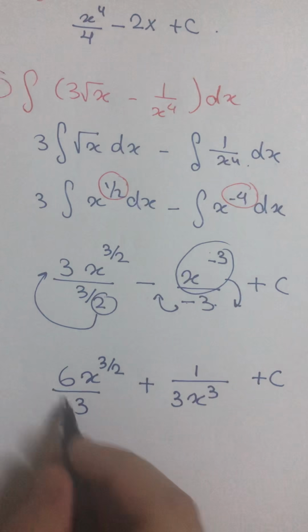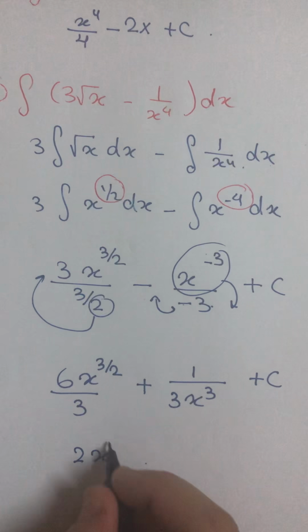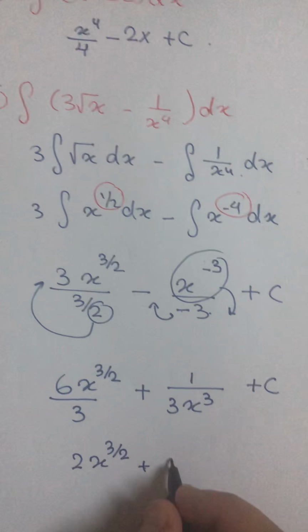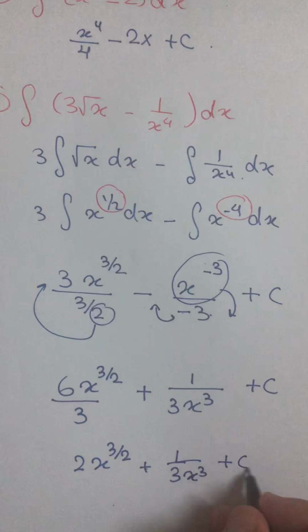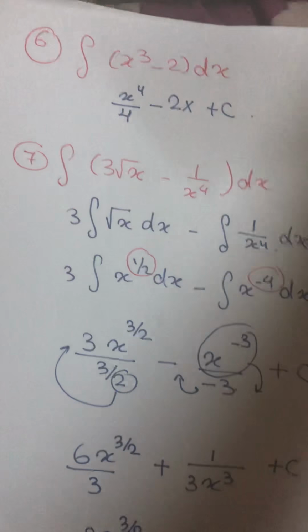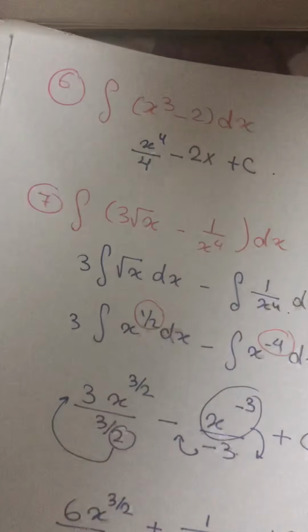I think we should simplify 6 and 3, so it will be 2x to the power of 3 over 2 plus 1 over 3x to the power of 3 plus c. And this is your final answer for question number 7.